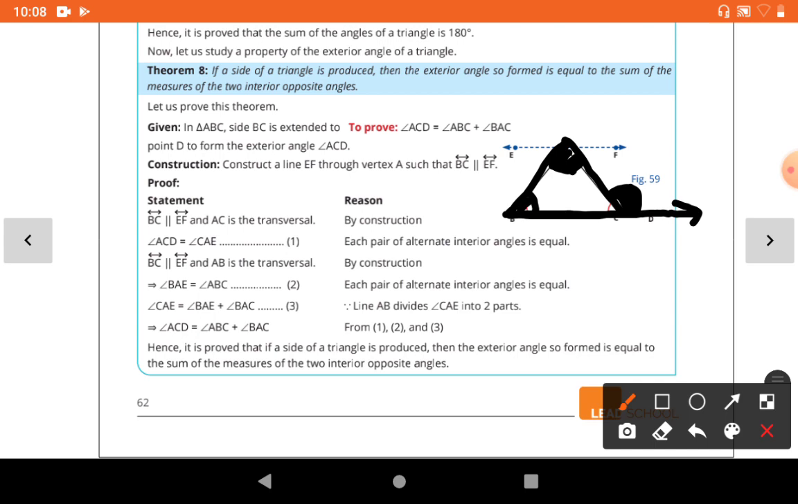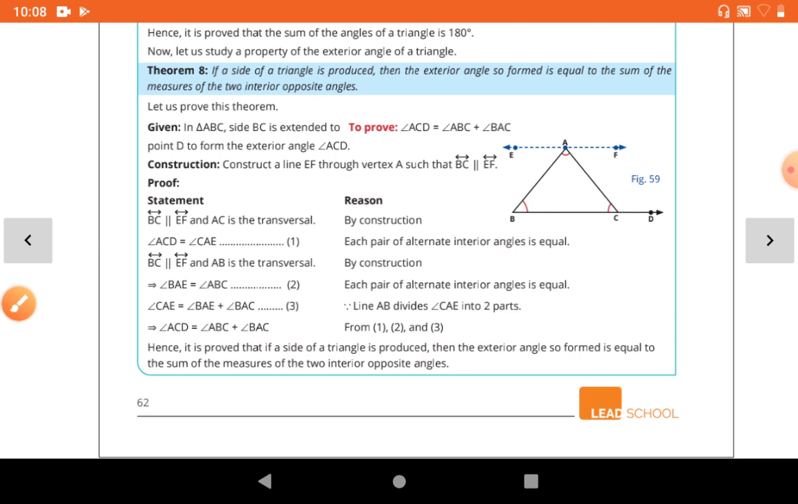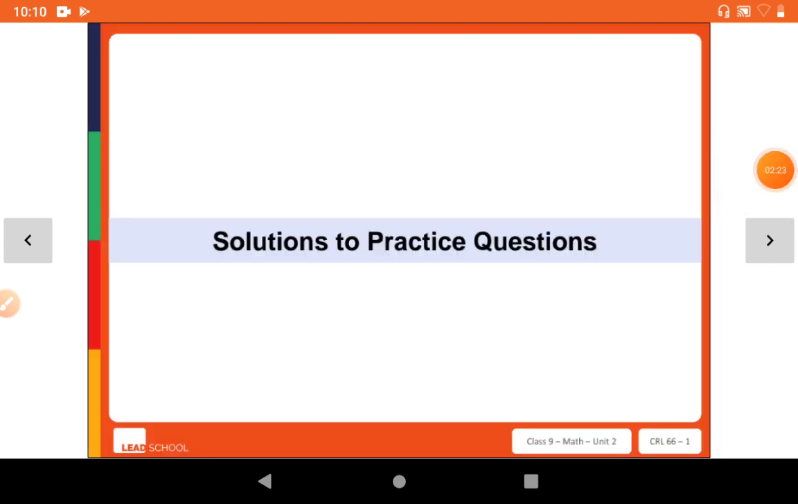So we studied these two theorems, theorem number 7 and theorem number 8. Now we shall start practice question 10, which is based on these theorems. You have 5 seconds to open SB 27 practice question 10. 5, 4, 3, 2, 1. Hope all of you have opened the SB 27. Let's study solutions to practice question.